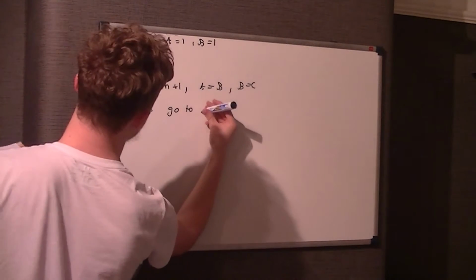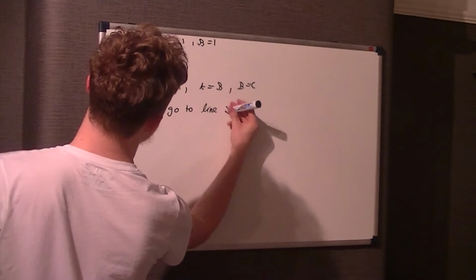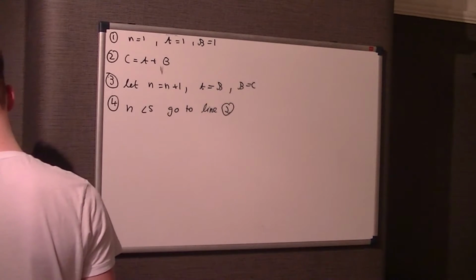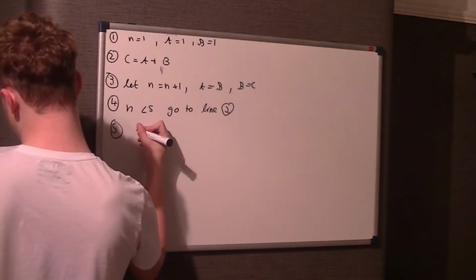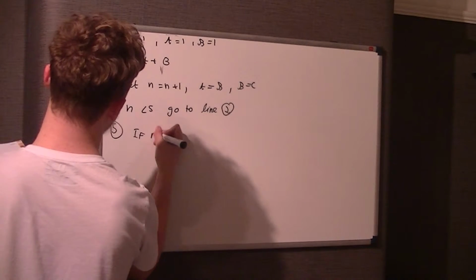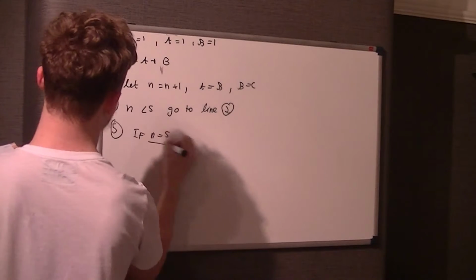Oh, sorry, go to line 2. Sorry, I'm kind of missing out some of the lines that you won't be told, okay? And then number 5, if n equals 5, stop. Okay, so how would you follow this pattern?